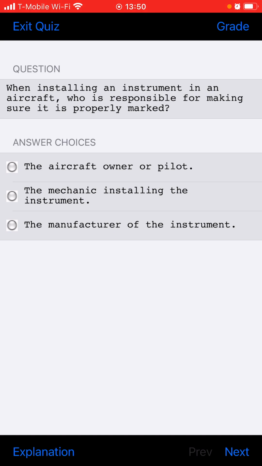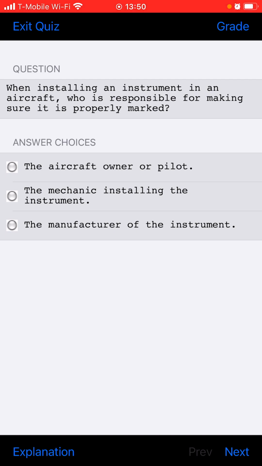A certified airframe and power plant mechanic may sign off and approve the return to service of the following. What type of inspection? A certified airframe and power plant mechanic can do a 100-hour inspection.